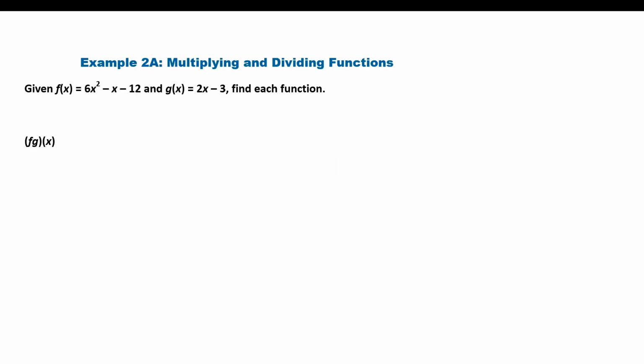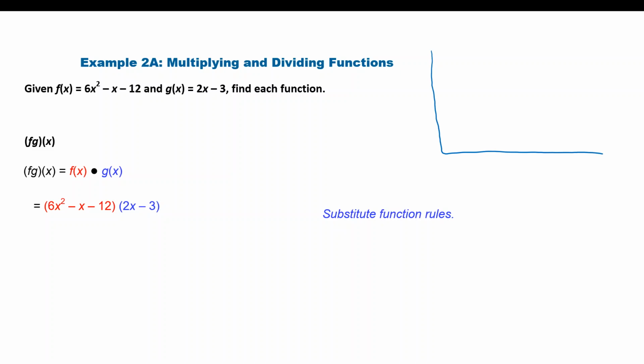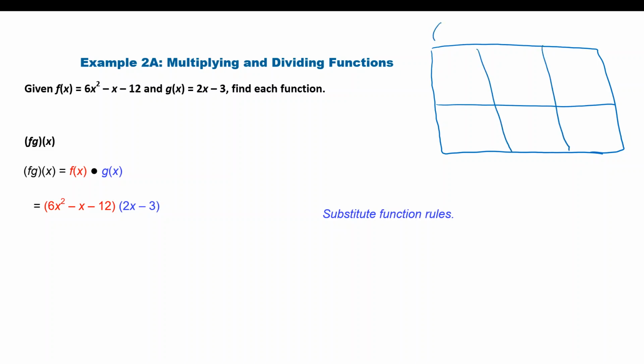All right, next we're going to multiply, and again, it's just very simple. We're going to fill in, substitute the function rules for each f of x and g of x, and then we're going to multiply them together. So you can multiply them however you want. I'm going to go ahead and show you this way with this box. It sometimes makes it a little neater to me, but it's up to you, however you want to do it. We have 6x squared minus x minus 12, and all that's going to be multiplied by 2x minus 3. And we can just multiply these terms together.